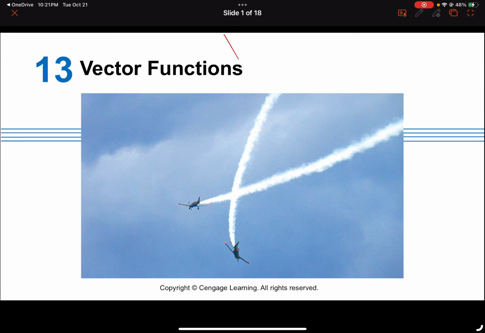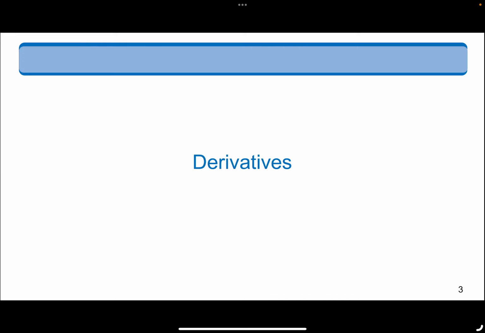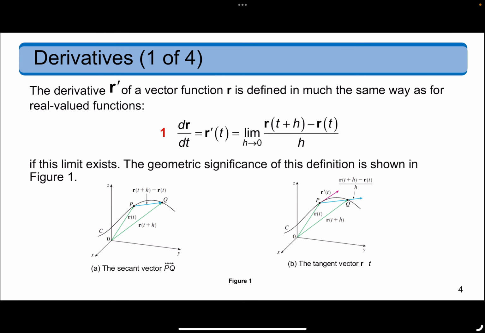Today we'll be continuing our discussion about vector functions. So after limits and continuity, we will now be proceeding with derivatives and integrals of vector functions. So let's start with derivatives.